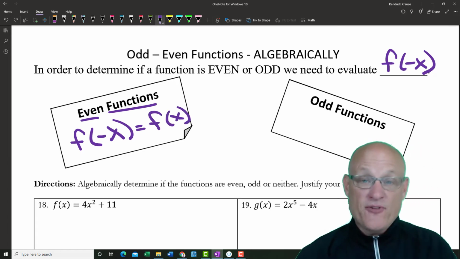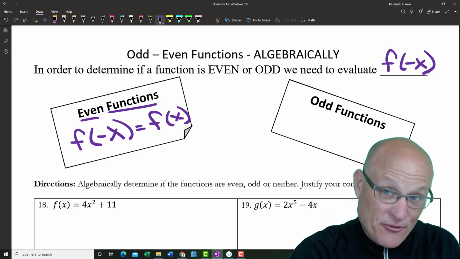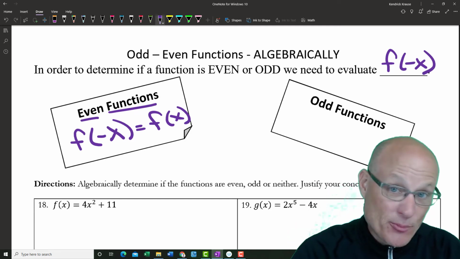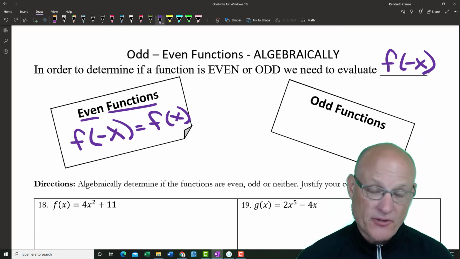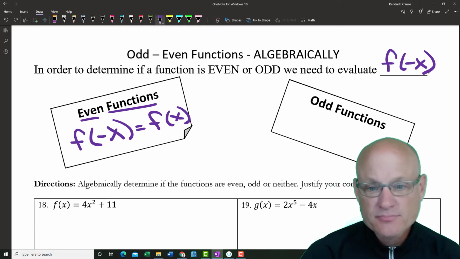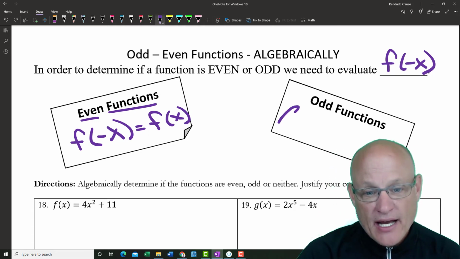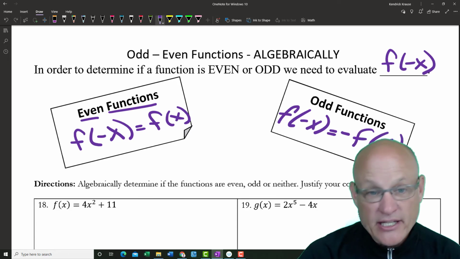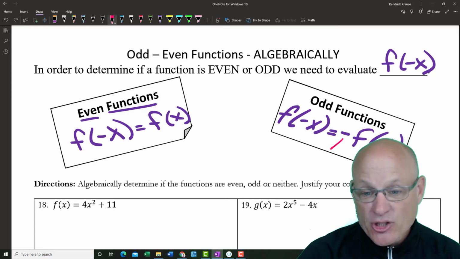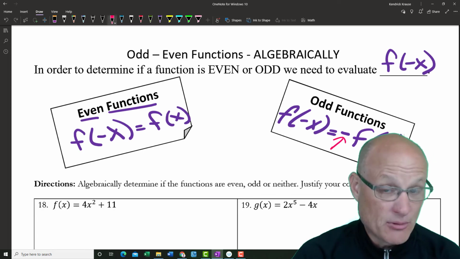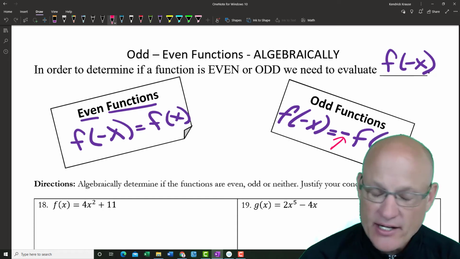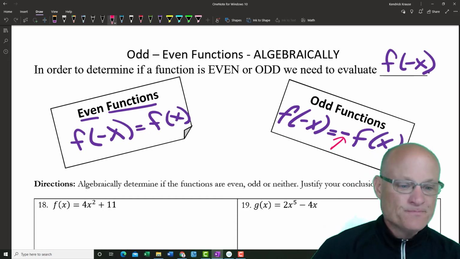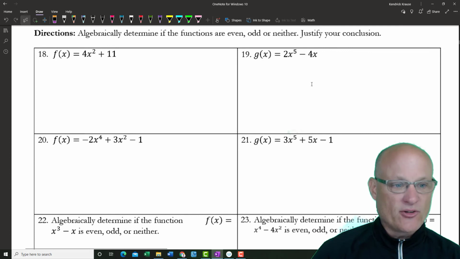In other words, if you plug negative x into the function and you clean it up a little bit, it turns out to be the exact same original function. Therefore, it will be even. If, however, you evaluate f of negative x and it equals negative f of x, in other words, it equals the negation of the original, then it's an odd function. Now, I know you don't understand that, but in a second you will. So let's take a look and investigate whether or not these are even or odd.